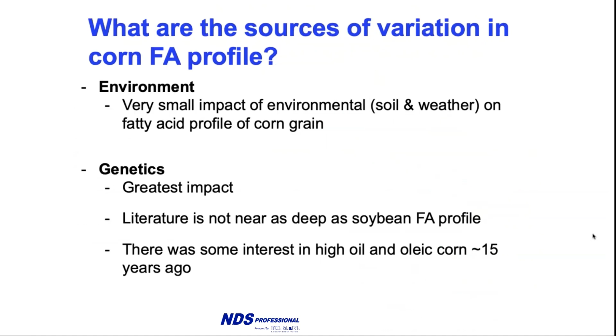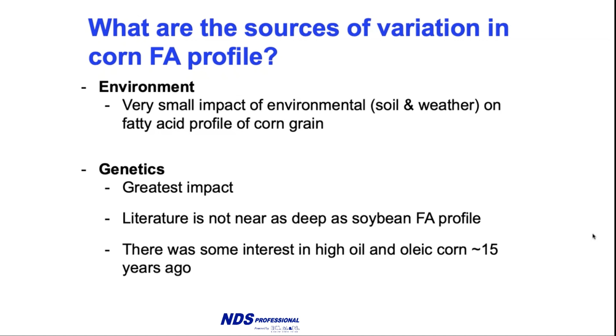And we want to know what the effect of corn hybrid was. When you look at the literature, there's a reasonable amount of literature, not nearly as deep as soybeans and some other oil seeds. But basically, we know that the effect is mostly genetic. There's a very small effect of environment. This would be in contrast to fiber digestibility that's really highly driven by growing conditions.